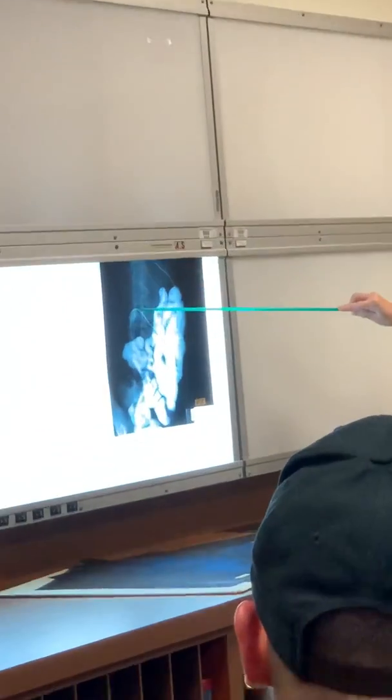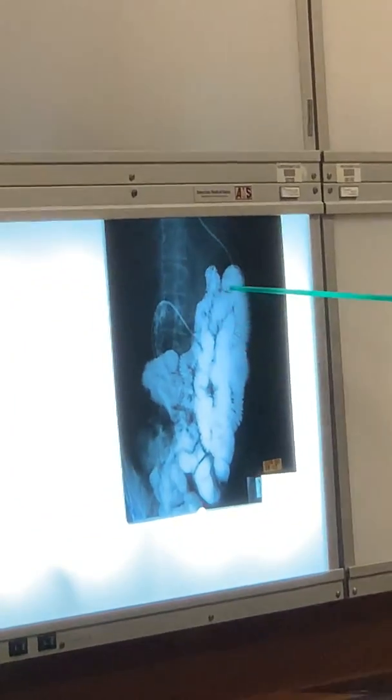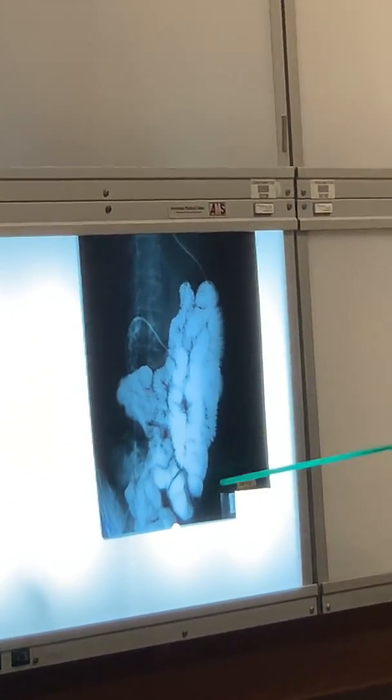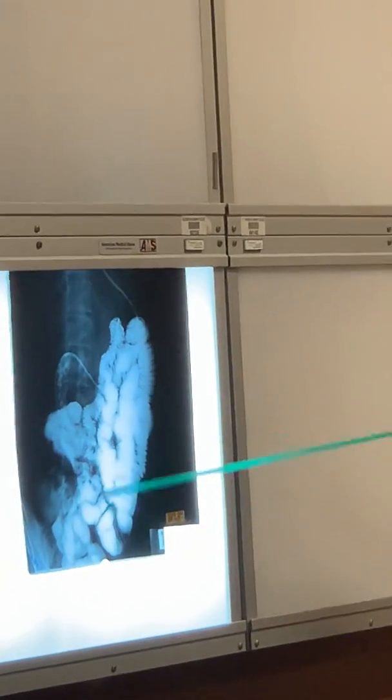So here's the tubing. You can see the tubing here, and you can see this is all partly duodenum, and jejunum's the feathery looking stuff. And then this pipe-like stuff, this is all ileum here.